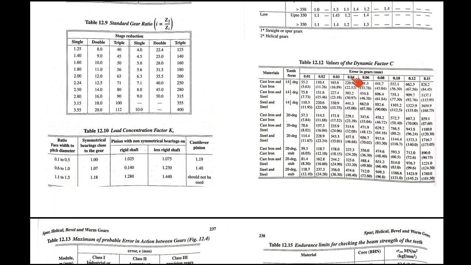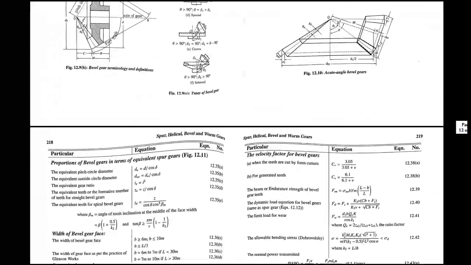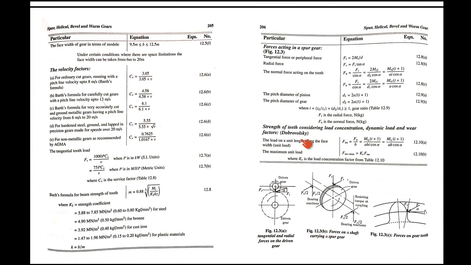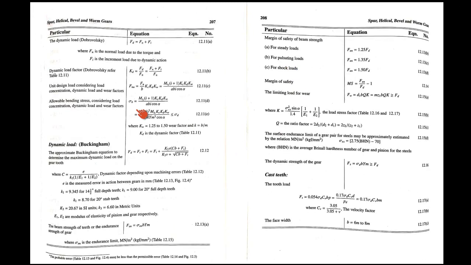Suppose the error is in between 0.04 and 0.06, we have to interpolate and get the value. That is how we have to get the value for C. That is the only factor we have to take from the table. After getting the value, we have to substitute it here. This is the equation for the dynamic load, the Buckingham equation. Now everything is known. We can calculate the value of FD easily.